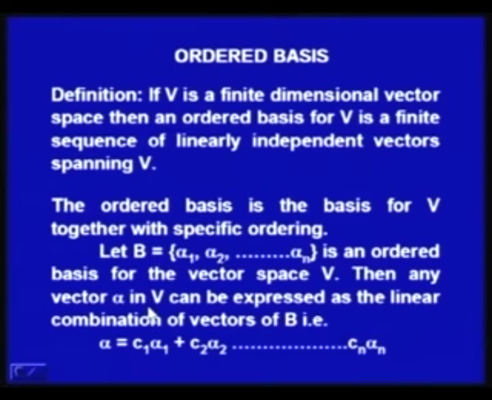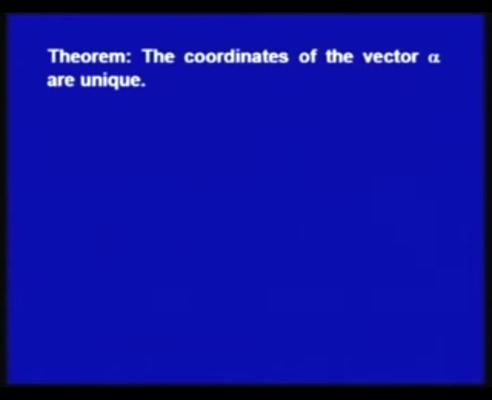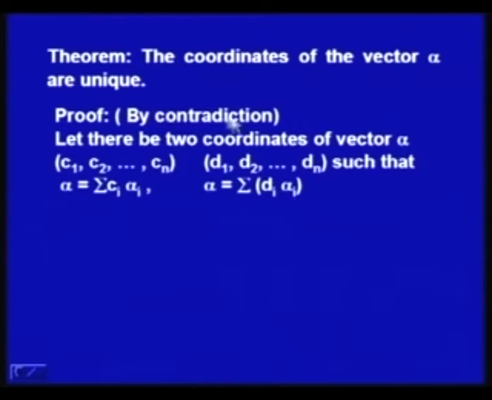then any vector alpha in V can be expressed as a linear combination of vectors of B, that is alpha is equal to C 1 alpha 1 plus C 2 alpha 2 plus ... plus C n alpha n. In this case the n-tuple (C 1, C 2, ..., C n) of scalars is called the coordinates of alpha with respect to the ordered basis B. Now, we have a result which says that the coordinates of the vector alpha with respect to an ordered basis are unique. We prove this result by contradiction.